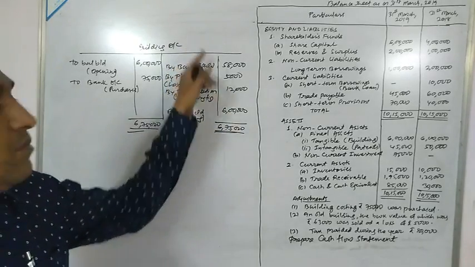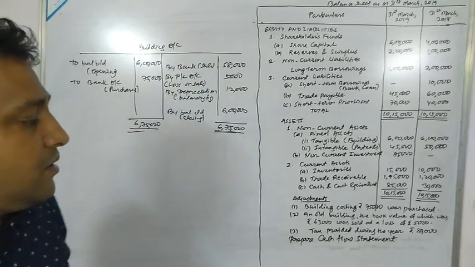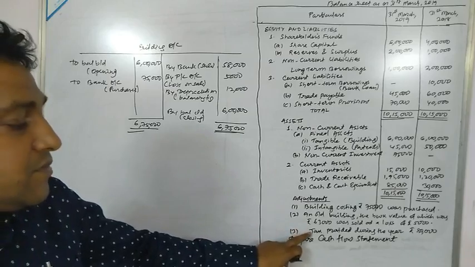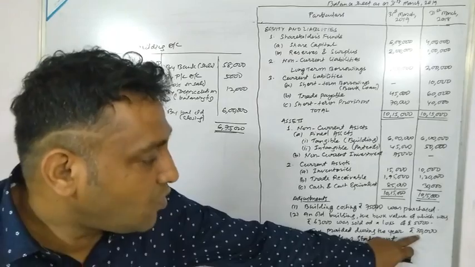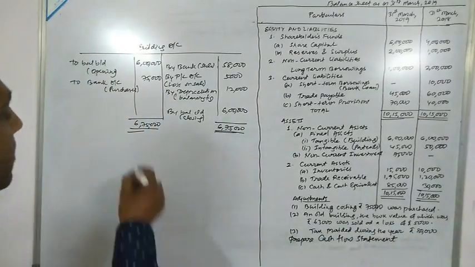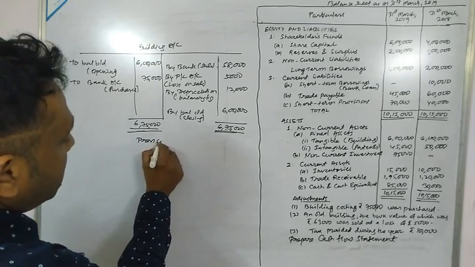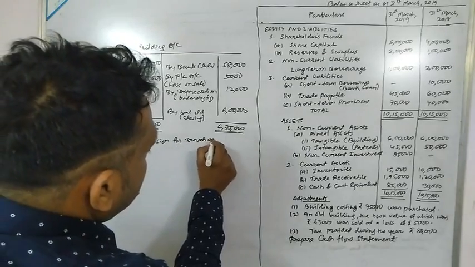After the preparation of the building account, the balancing figure will be treated as depreciation. Now you see the third adjustment: tax provided during the year has been given as rupees 80,000. That means we are required to prepare your provision for taxation account. Which account do we have to prepare? Provision for taxation account.